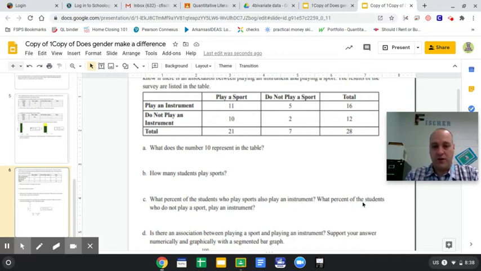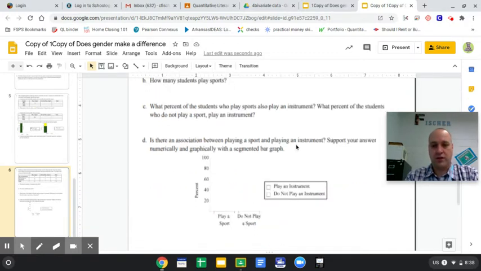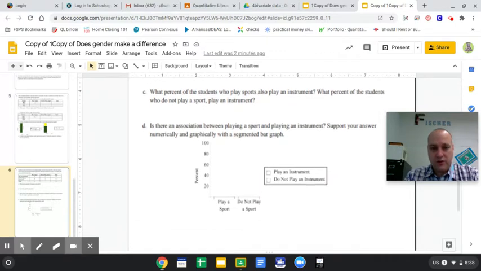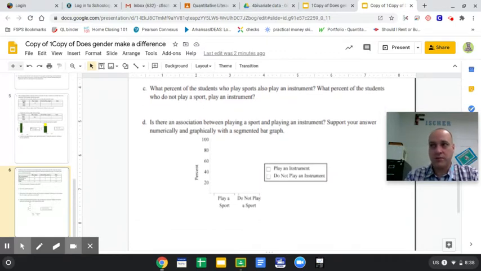What percent of the students who do not play a sport play an instrument? So right here, 5 out of 7. Put those in the calculator, get your percentage. Is there an association between playing a sport and playing an instrument? Support your answer numerically and graphically with a segmented bar graph.